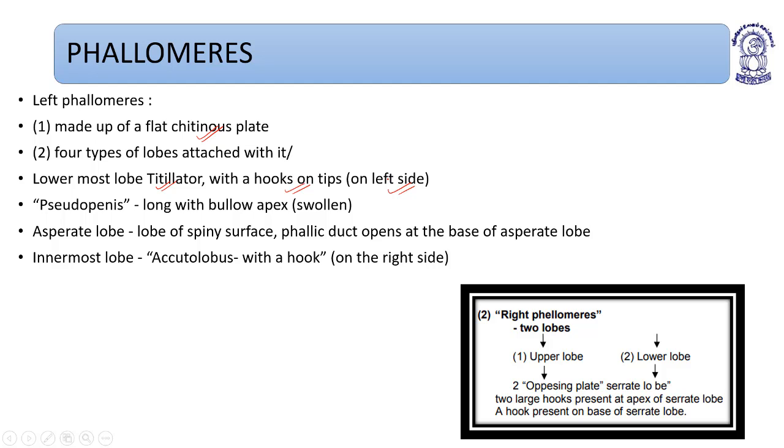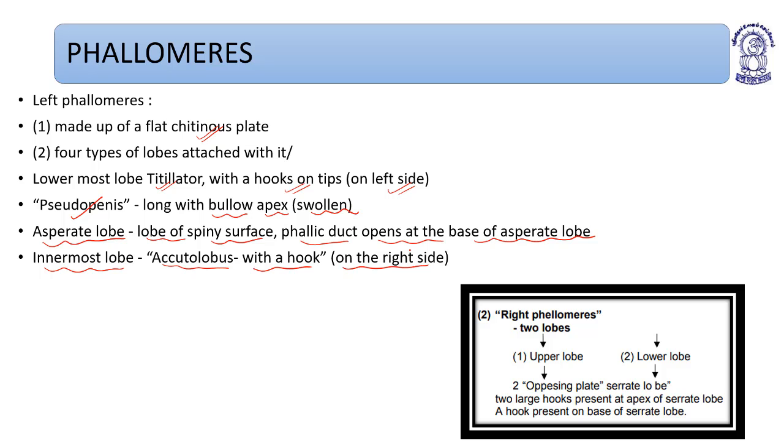Okay. So the left phallomere is made up of a flat chitinous plate, which has four types of lobes attached to it. The lowermost lobe is the titillator, which has a hook on the left side. Then the pseudopenis, which is long with a swollen apex. Then the aspirate lobe, which has a lobe of spiny surface. The phallic duct opens at the base of the aspirate lobe. And the innermost lobe is known as the ectolobus, which has a hook on the right side.